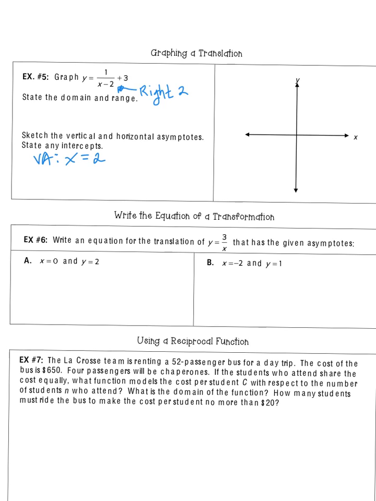Our horizontal asymptote is going to be affected by what's happening outside the function right here. So this is moving in the same direction as you think it would, so it's going to move up 3. So the only asymptote that can move up is this horizontal one. So your horizontal asymptote is going to be y equals, and we're going to add 3 to that 0. So those are the first things I'm going to graph.